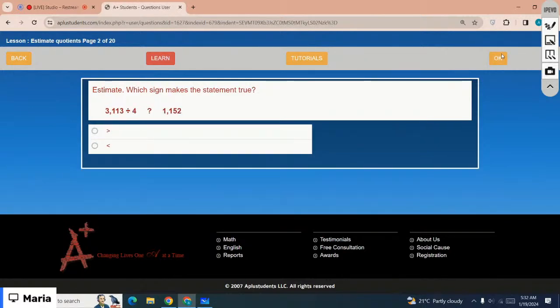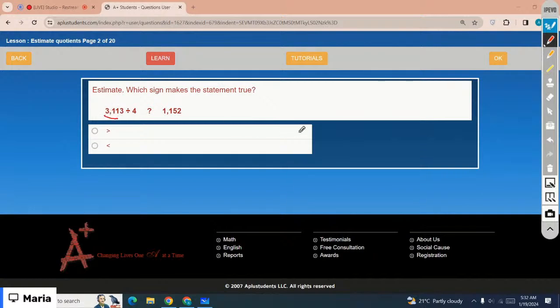Okay, the next one is estimate. Which sign makes the statement true? 3113 divided by 4, right? So how do you divide? That is 3113, right? Just round it off to 3200 because we know that 4 times 8 is 32, right? This way, when you divide, that is 800. So is 800 greater than 1152 or less than? 800 is less than 1152. The correct option is less than.